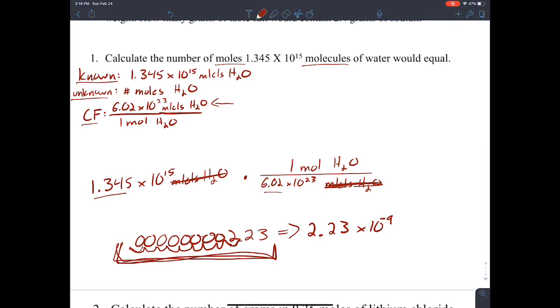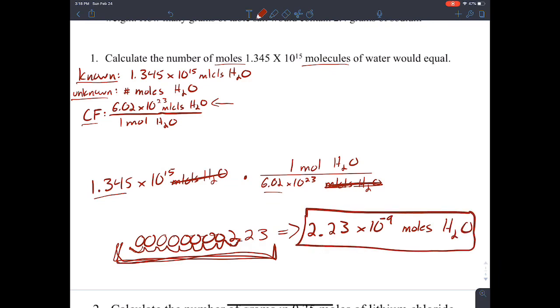So my final answer is this many moles of water. This is my answer for the first one. That many moles of water. Known, unknown, conversion factor, multiply, get it.